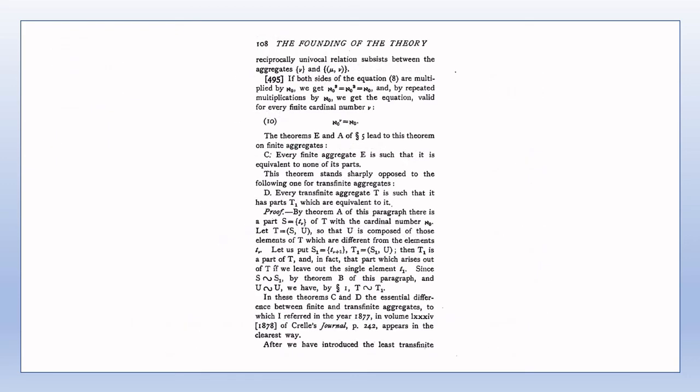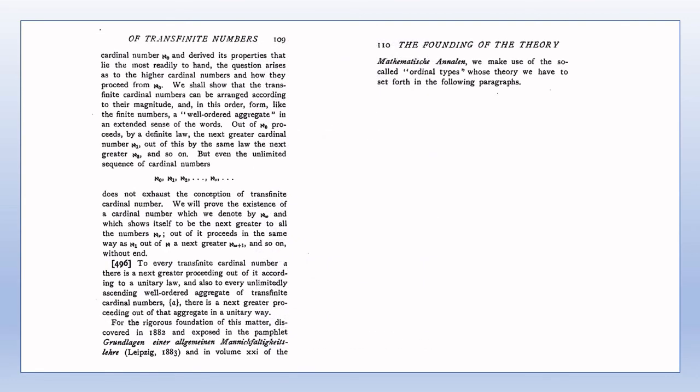On page 108, there's very little on which for me to comment. Moving on to page 109, on this page, Cantor is just giving a bit of an idea of where things are heading. The definite law by which the next greater cardinal number, Aleph-1, proceeds out of Aleph-0 is not stated here, but we're assured that there is such a law. Section 16 deals with the cardinal number Aleph-1. The correction of a small typographical error on this page is shown on the screen.